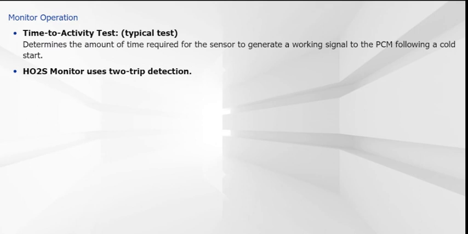Depending on the PCM controller manufacturer, the heat monitor verifies the integrity of the element using several different methods. One of the most common is the time to activity test. This test determines the amount of time required for the oxygen sensor to produce a working signal to the PCM following a cold start. If the time exceeds programmed values after 2 consecutive trips, the monitor will fail, resulting in a hard DTC and an illuminated MIL.